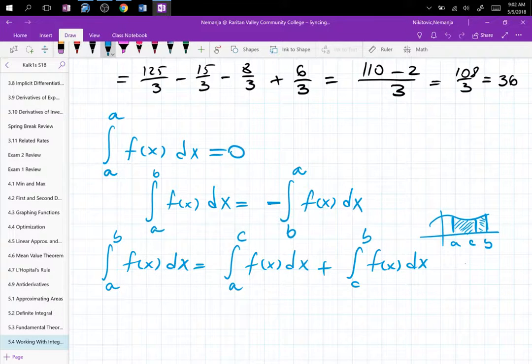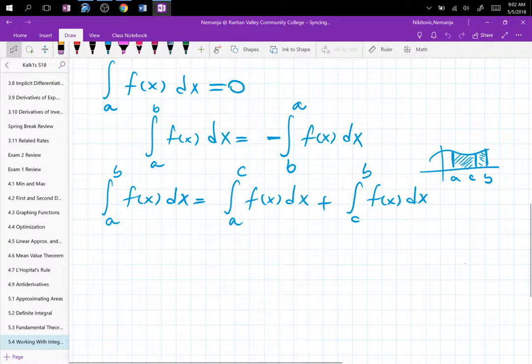So you're allowed to interrupt your interval at any point between a and b, and then just add. Now, how many times can you interrupt? As many as you want. So what do we do? The next one is, what else is there? I don't think there is anything else. So that's the review of the old stuff.